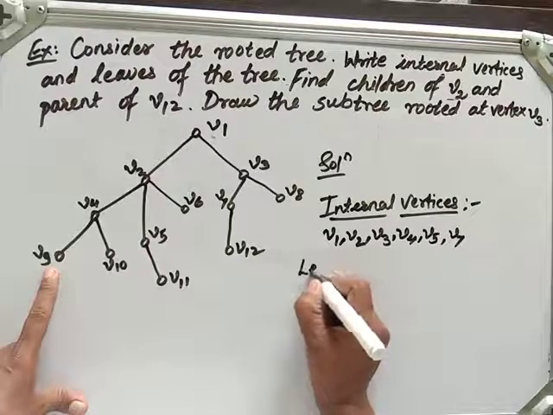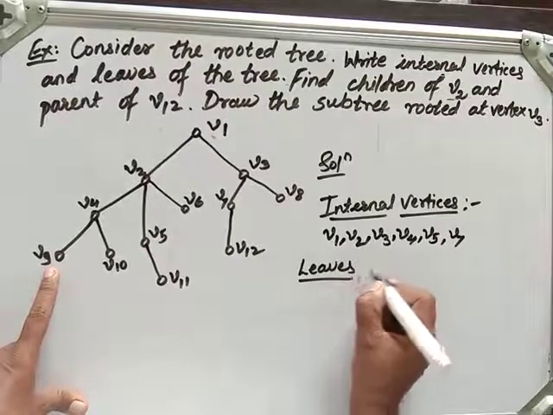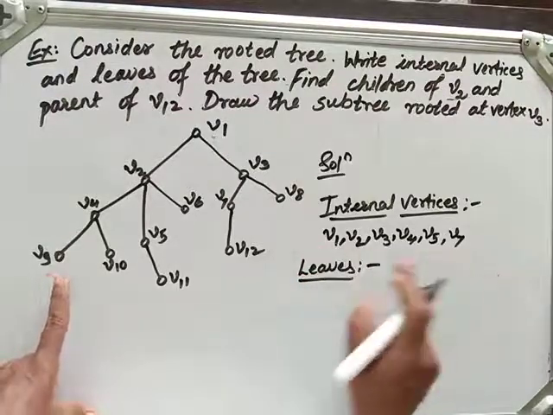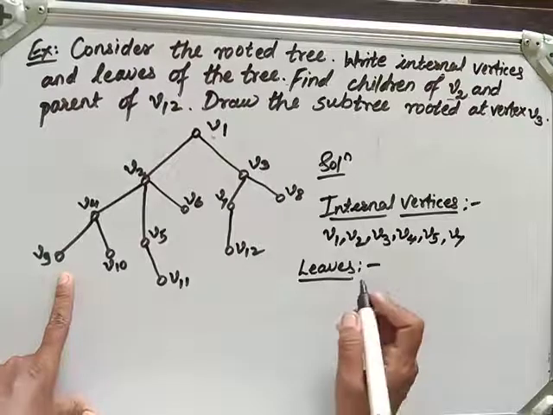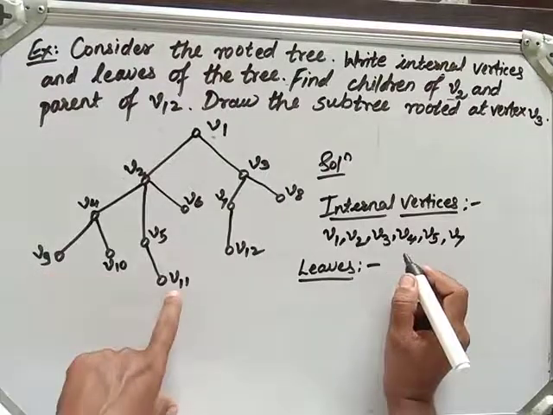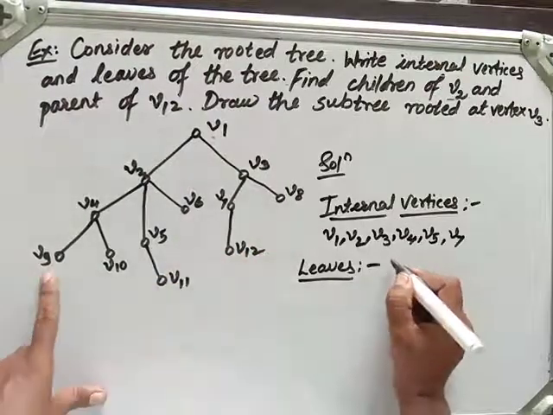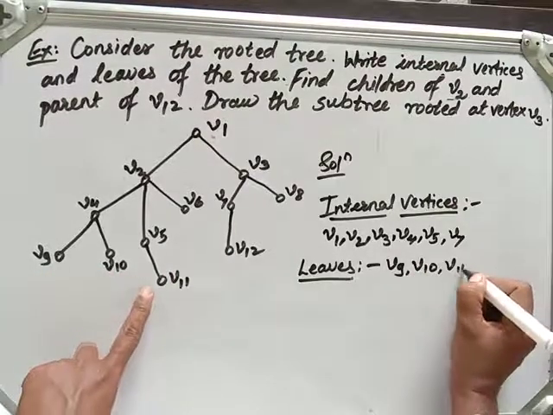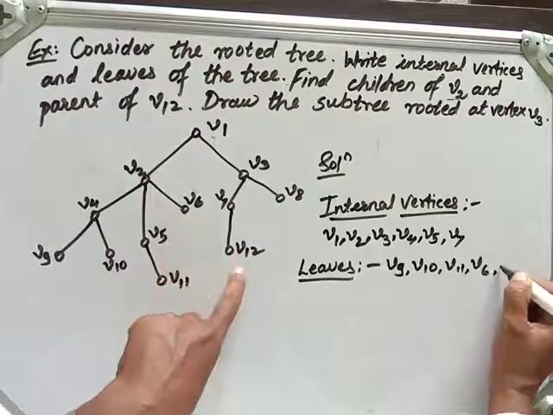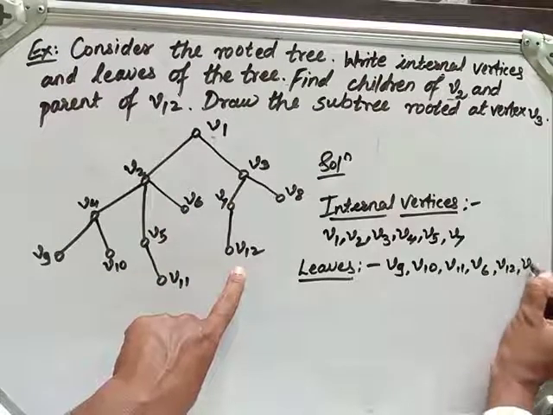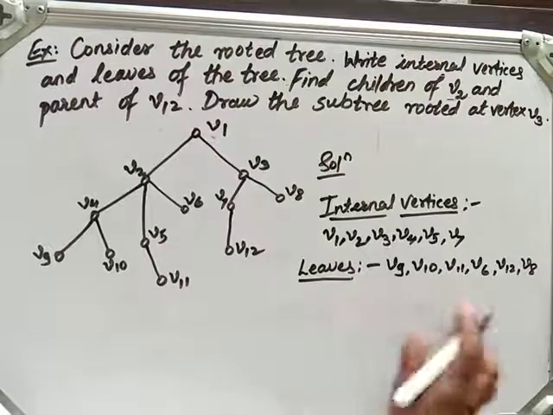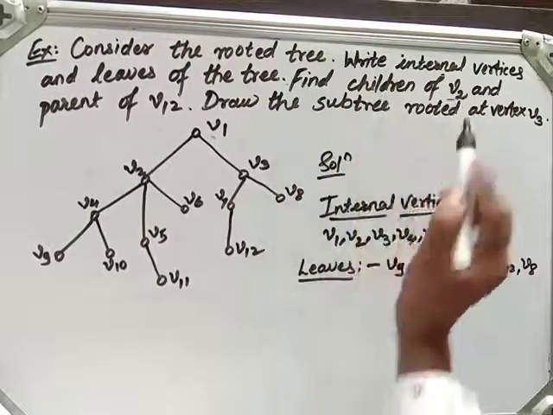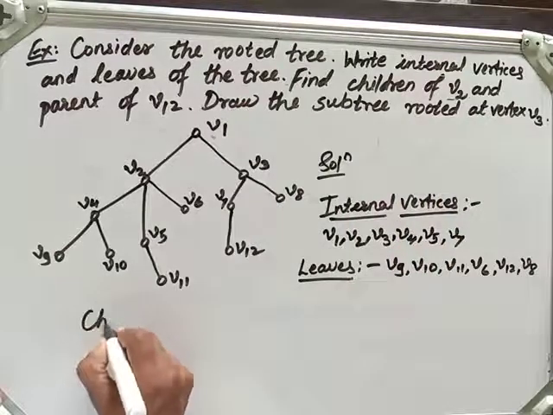Now what is the question about leaves? Leaves are the vertices that don't have a child. So it's very easy. Other than these, everything is nothing but leaves. Or the end vertices you can write as the leaves. So v9, v10, v11, v6, v12 and v8 are leaves. Now the next part is: find children of v2.